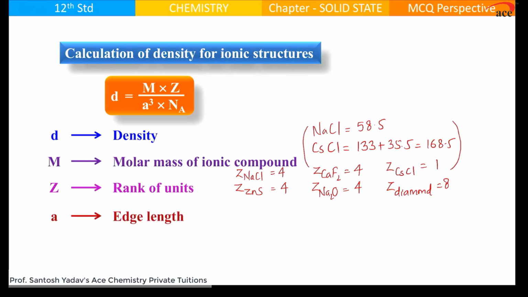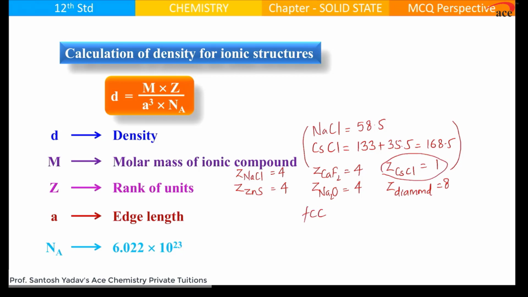And a stands for the edge length of that ionic solid. Na stands for the Avogadro number, that is 6.022 × 10^23. So it is the same formula, and you should remember that for cesium chloride, the rank is 1.